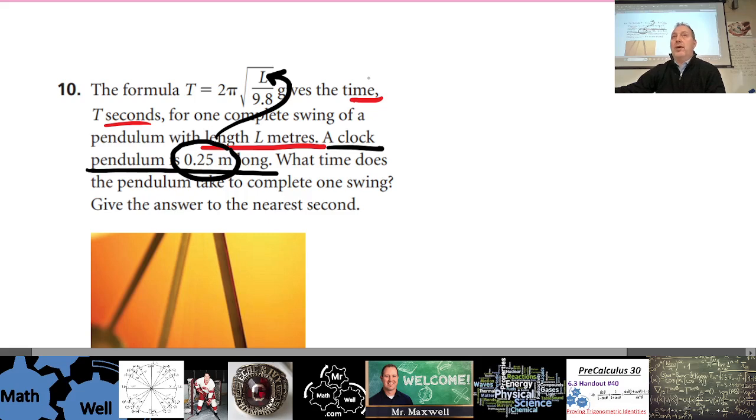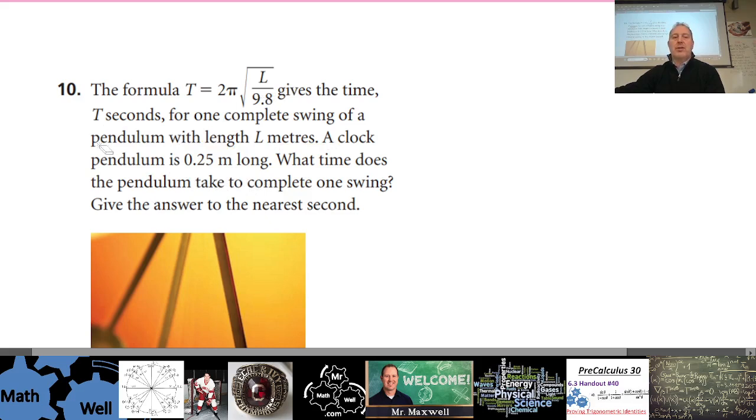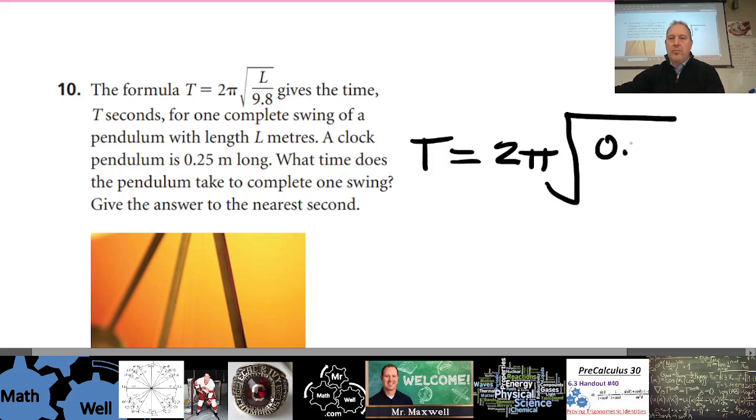And then solve, evaluate, right? Solve, you can solve for t. Solve is okay. But you evaluate this side of the expression, you solve for t. And then just round your answer to the nearest second. So yes, you can use your calculator on this one, no big deal. This is what you're actually doing. 2 pi times the square root of 0.25 over 9.8.